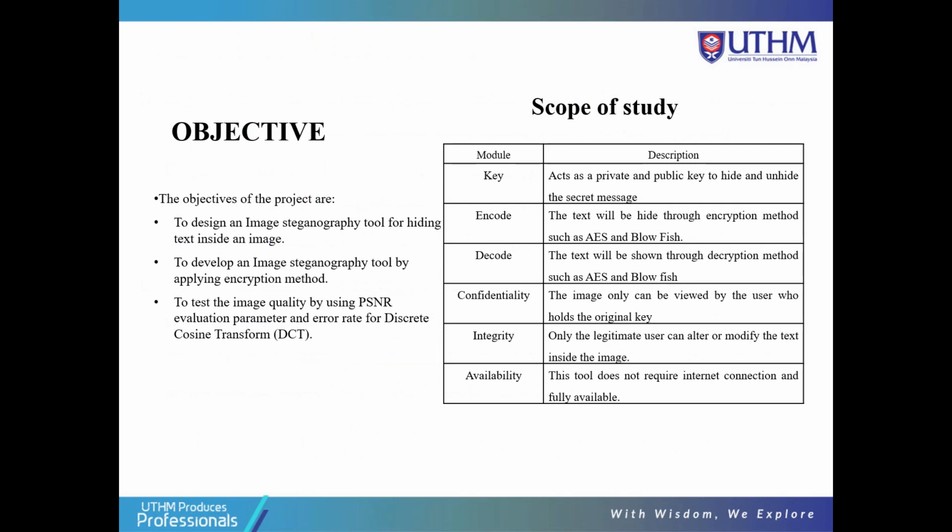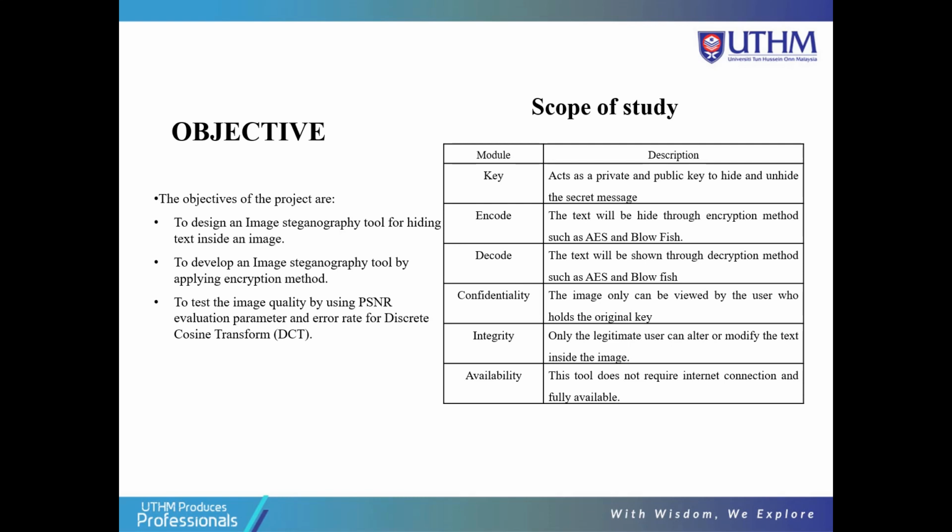The objectives are to design an image steganography tool for hiding text inside an image, to develop an image steganography tool by applying an encryption method, and to test the image quality using the PSNR evaluation parameter and error rate for the discrete cosine transformation technique.